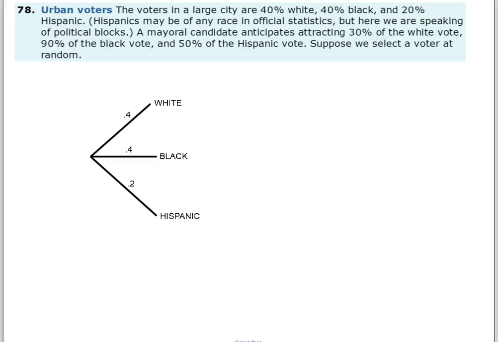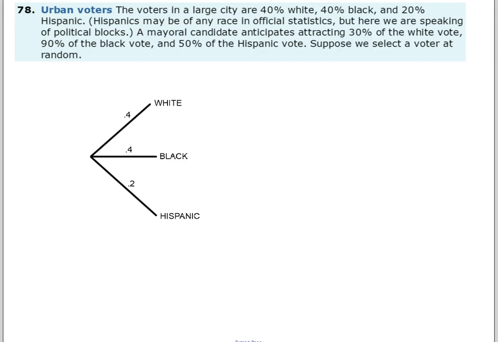This is problem number 78 in section 5.3. The voters in a large city are 40% white, 40% black, and 20% Hispanic. A mayoral candidate anticipates attracting 30% of the white vote, 90% of the black vote, and 50% of the Hispanic vote. Suppose we select a voter at random. Part A asks you to make a tree diagram representing the situation.